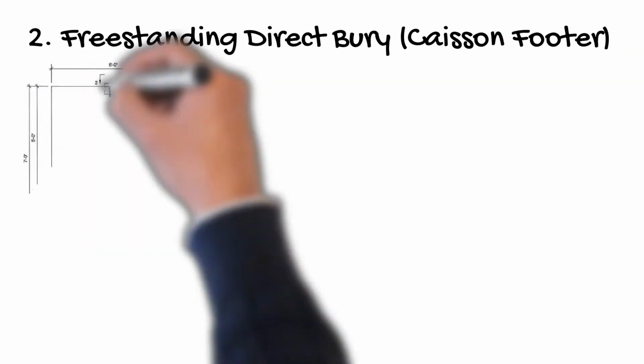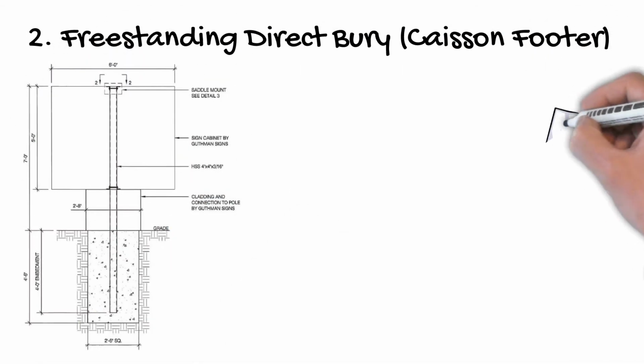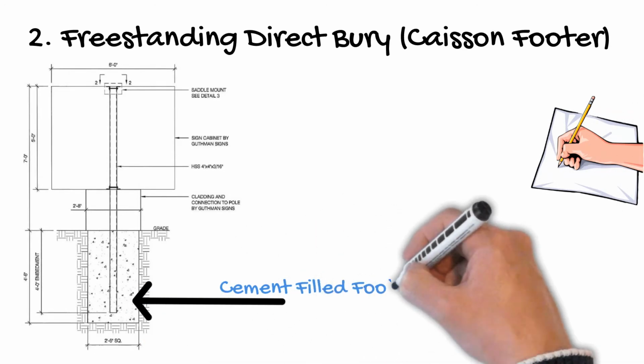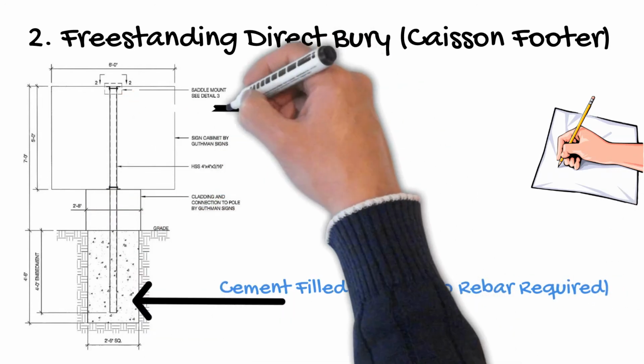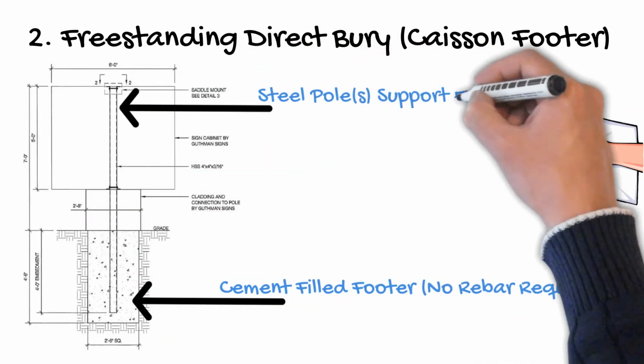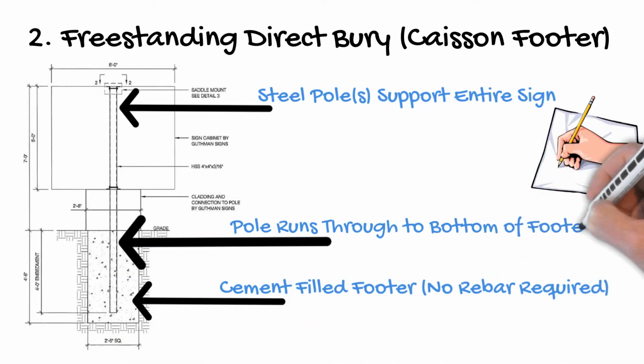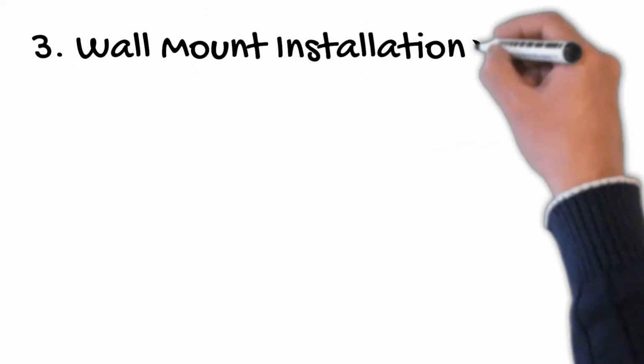Number 2, direct bury or Caisson footer style. This method typically requires a large auger that drills a large cylinder-shaped hole in the ground per engineering requirements. A steel or aluminum pole is then set into place, concrete is filled around the pole, and the pole is leveled and set with boards. This is often the most cost-effective solution for installations due to the limited amount of materials and simplicity of the installation. This method works best when a new installation is required in an open ground situation without asphalt or concrete present.